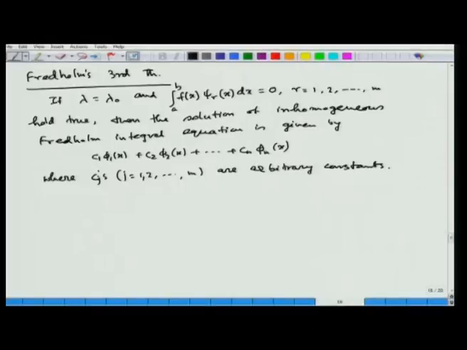And if f(x) satisfies this orthogonality condition, that is, integral from a to b of f(x) psi r(x) dx equal to 0 for r running from 1 to m, then we have an infinite number of solutions for the inhomogeneous Fredholm integral equation, because C 1, C 2 up to C m are all arbitrary constants, and a linear combination of these eigenfunctions, C 1 phi 1(x) + C 2 phi 2(x) + ... + C m phi m(x), where j ranges from 1 to m, will be the solution.